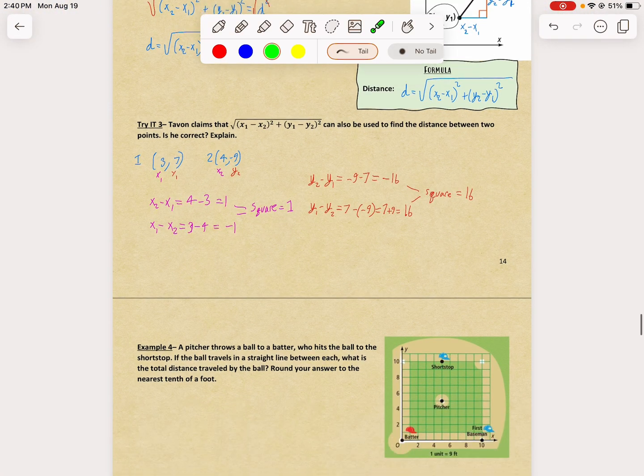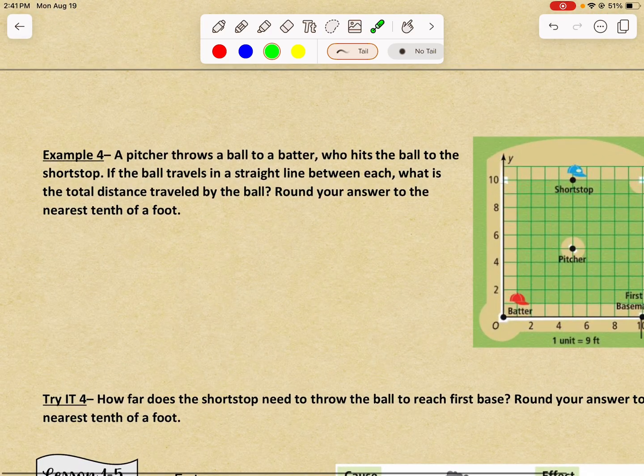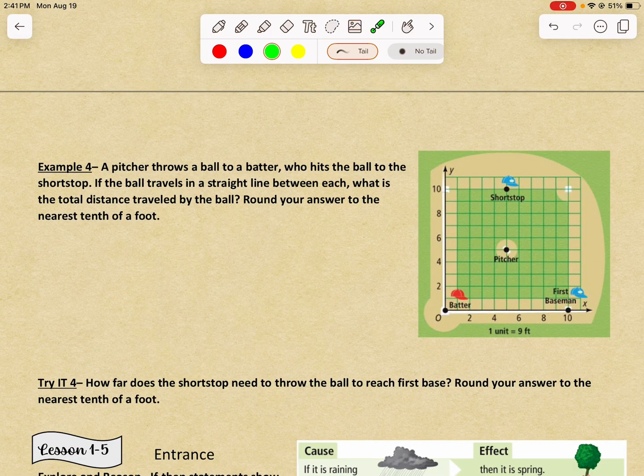All right. With that said, you've got a problem over here that you want to try on your own. A pitcher throws a ball to a batter. The batter hits the shortstop. Now I'm going to do one of them real quick because it's asking you for the total distance that the ball travels. The ball travels in a straight line between each. A pitcher throws it to the batter, and the batter hits the ball to shortstop. So the pitcher goes to the batter goes to shortstop.